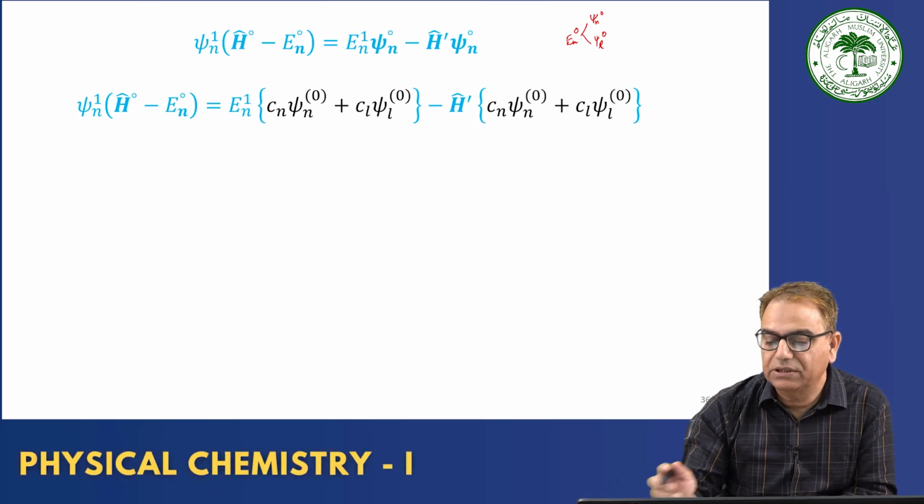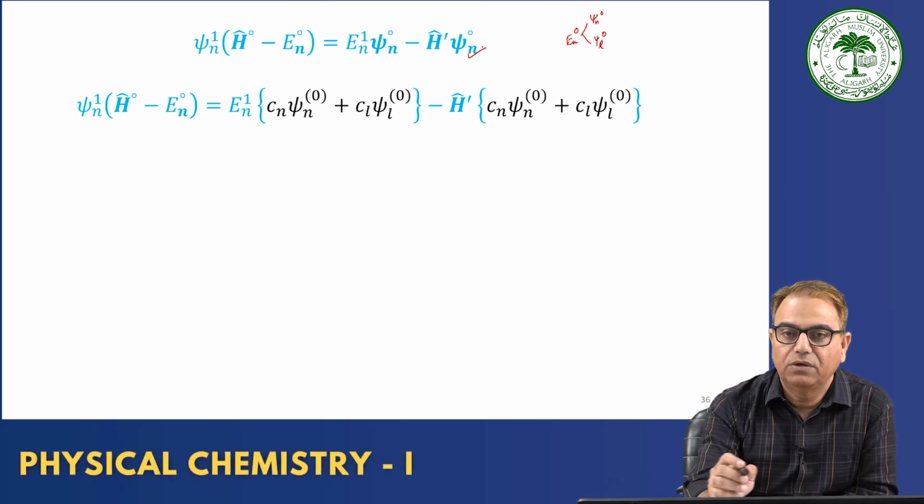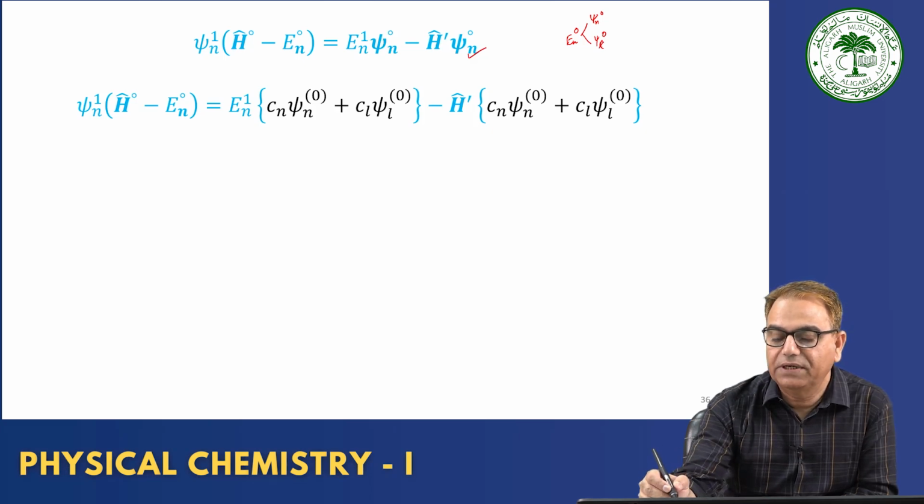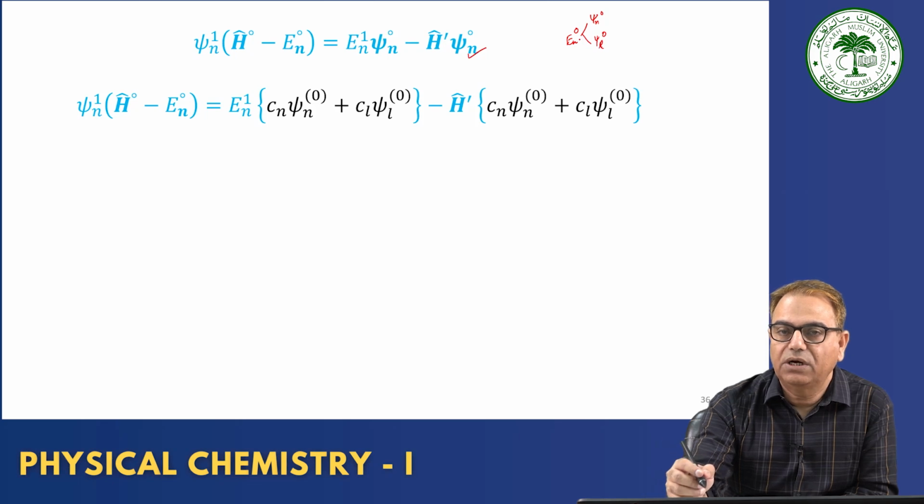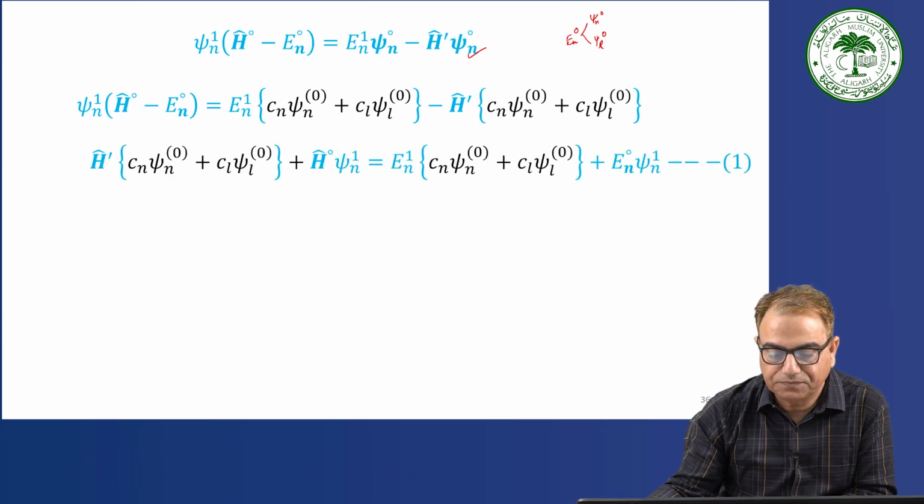So this equation was already there with you in the non-degenerate perturbation theory. The only thing is that we have taken a twofold degenerate state of En naught, and the total wave function we are using is a linear combination of the individual wave functions.